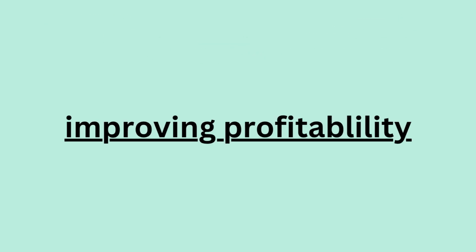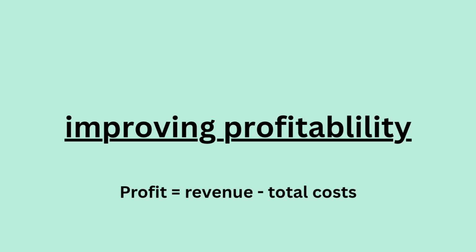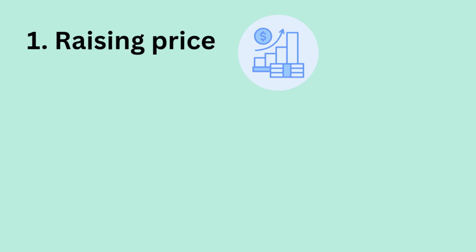Ways to improve profitability, or in simpler terms, how to increase profit. Profit is the difference between total revenue and total costs. Number 1. Raising price. This is very obvious, and if you couldn't guess that, I don't know how you've made it to A-level business.